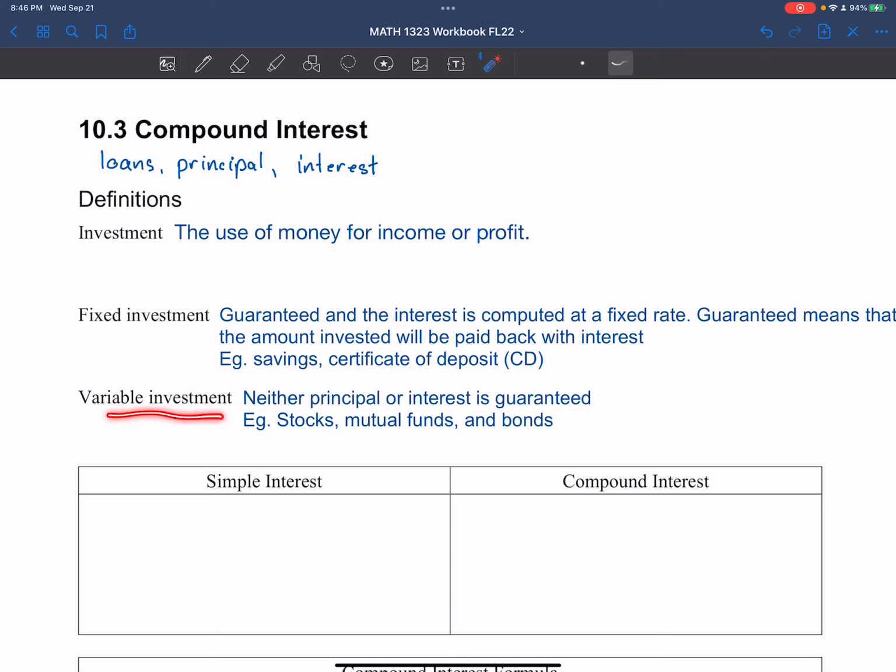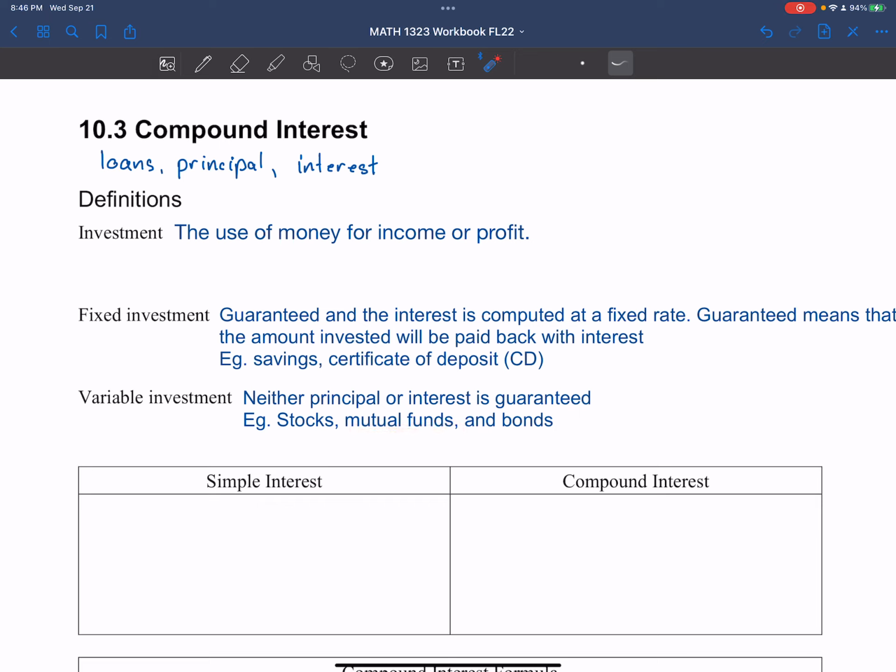A variable investment. Neither the principal nor the interest is guaranteed. You could lose everything. I mean, you could put in $1,000 and you may lose $1,000, which is the principal. You may not, and you don't get any money. This is, of course, what happens when you see stocks failing. Mutual funds are safer because they're diversified, and you even have bonds. So again, this is the stock market.